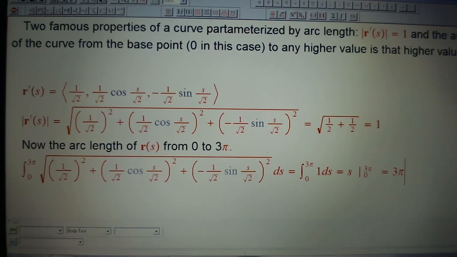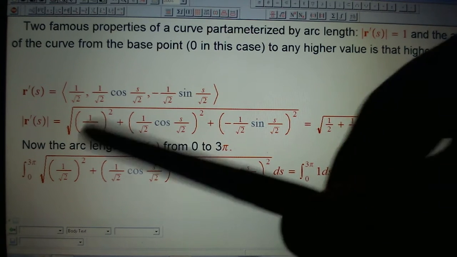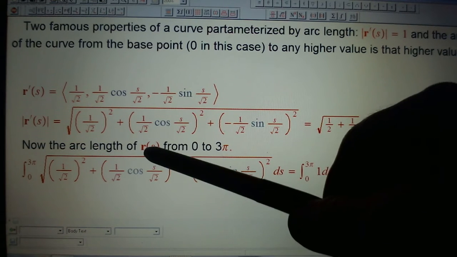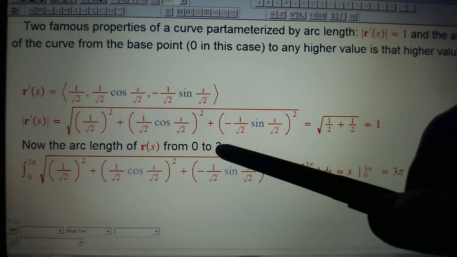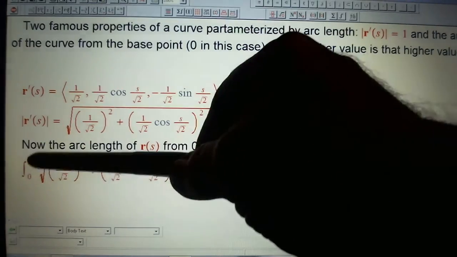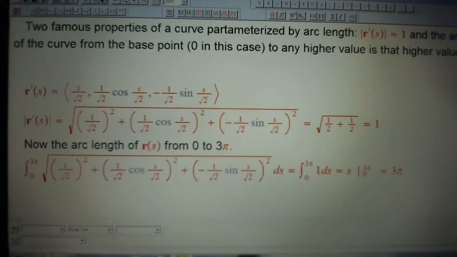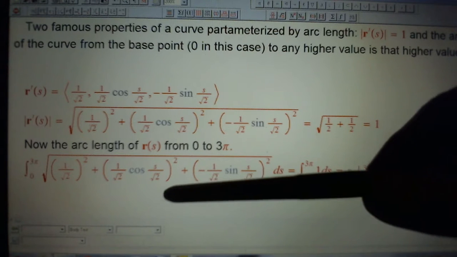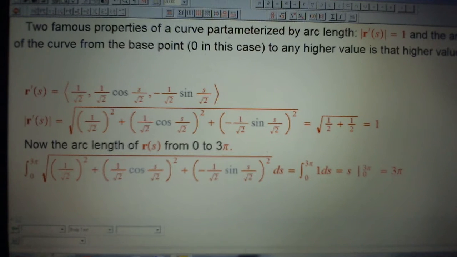And now the main payoff. And I didn't emphasize this enough in class. That's one of the reasons why I'm doing it in this video. Here's the big payoff. And this is what happens every time you have parameterized by arc length. Check it out. Here's the arc length formula for this curve. I picked from 0 to 3 pi. It could have been from 0 to anything. It doesn't matter, because here's the only place where that 3 pi occurs, right there, the upper limit of integration. That's the structure for this arc length integral.